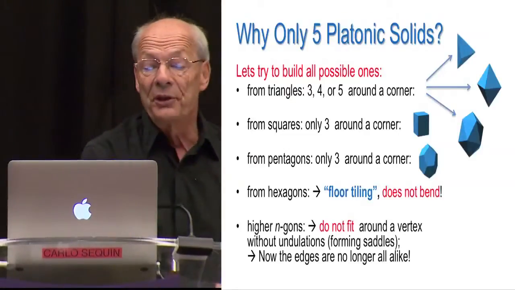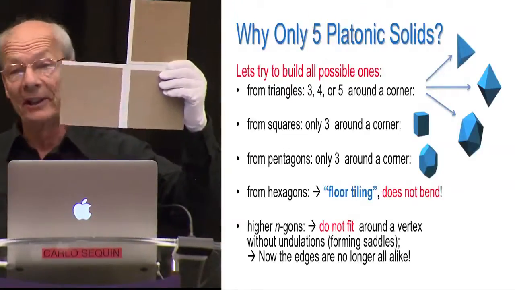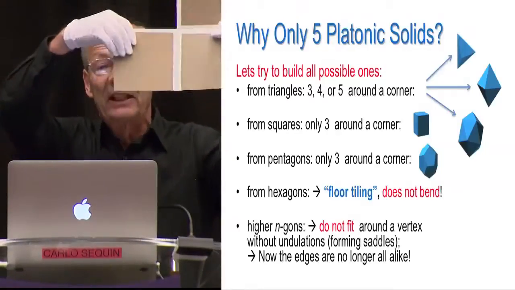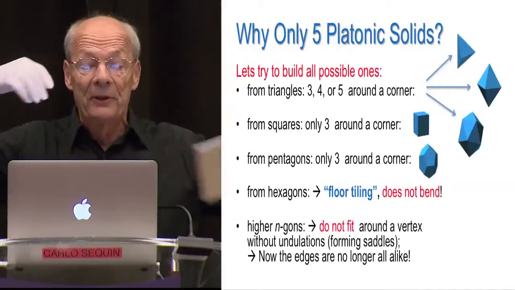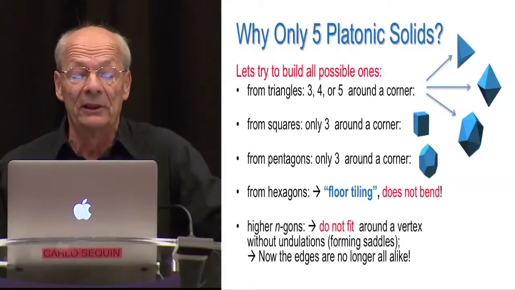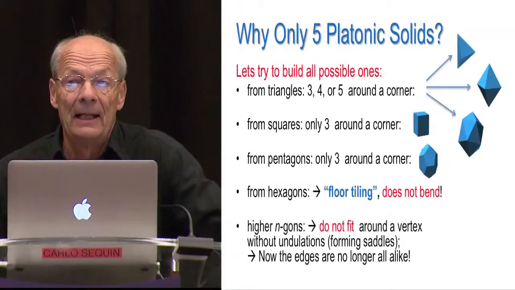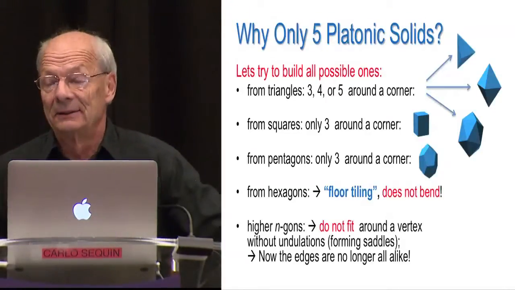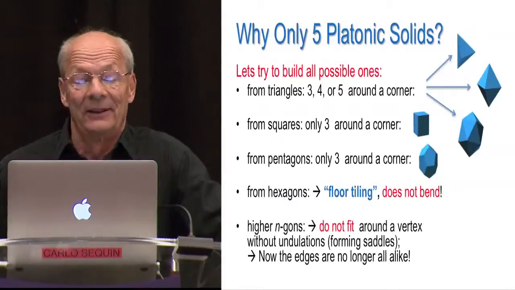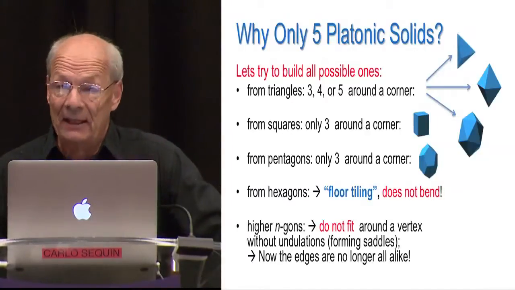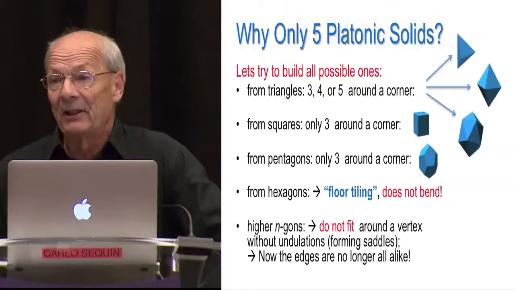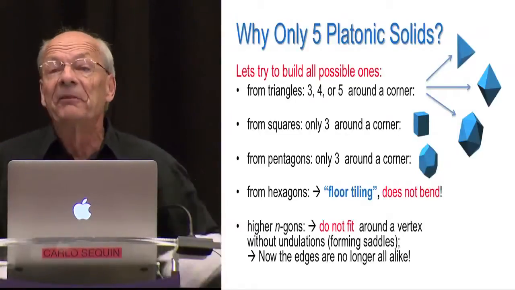But when we use squares, only 3 squares work. By the time we add a 4th square, again, we have flat tiling. And with pentagons, 3 pentagons work and form the dodecahedron. Any higher n-gons are useless. Hexagons just make a flat tiling, and if you take heptagons or higher, then they don't even fit around the corner anymore. Okay, if you got that, then here is the test.